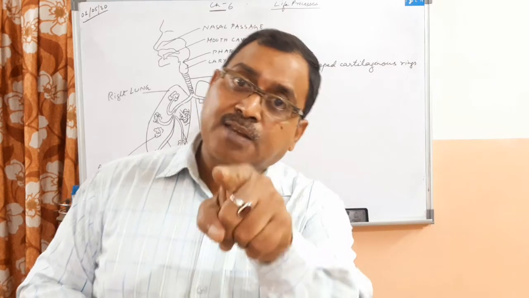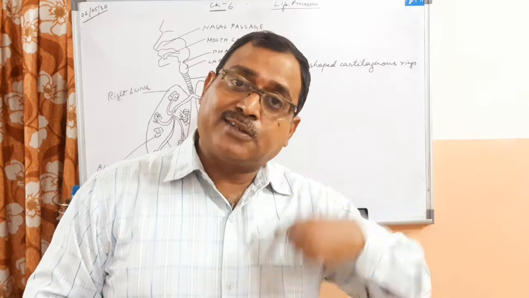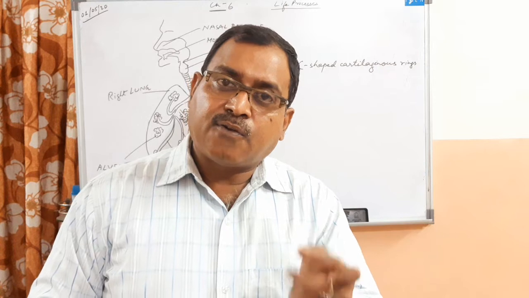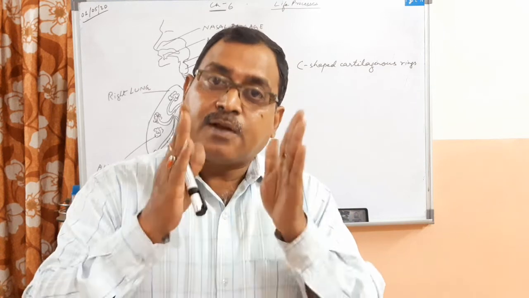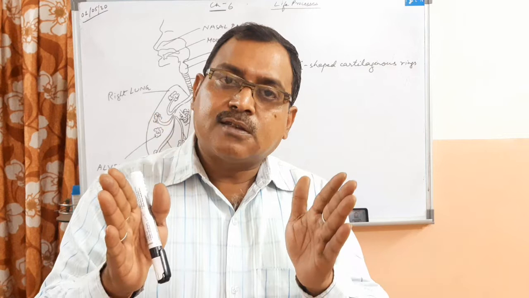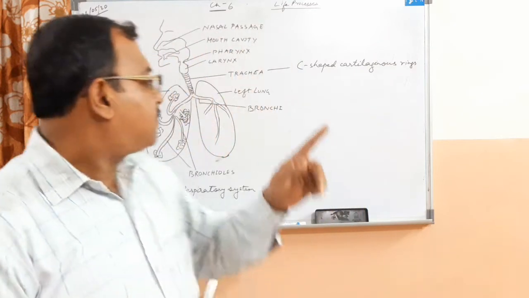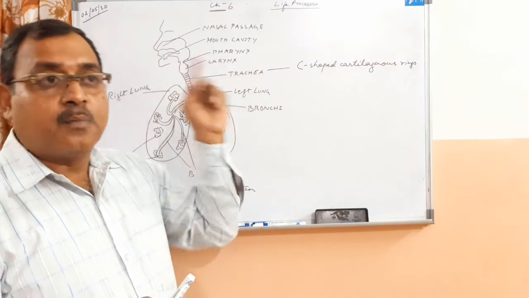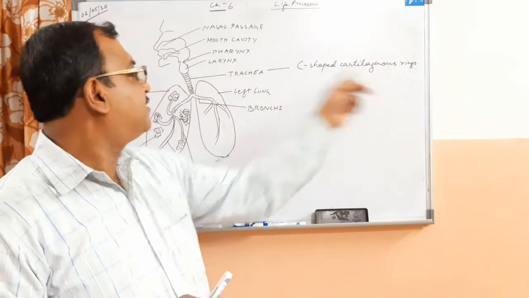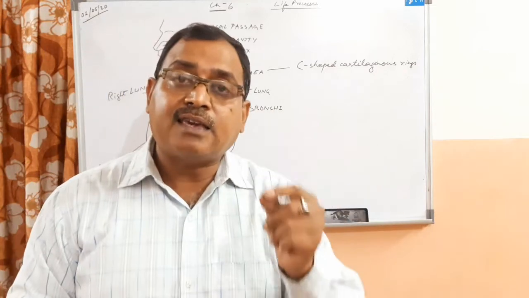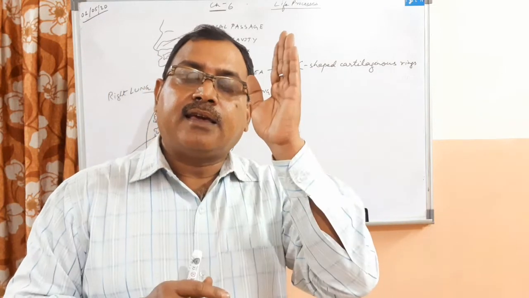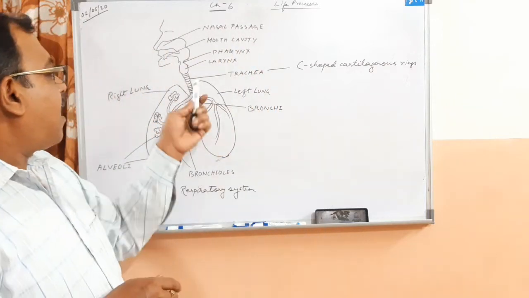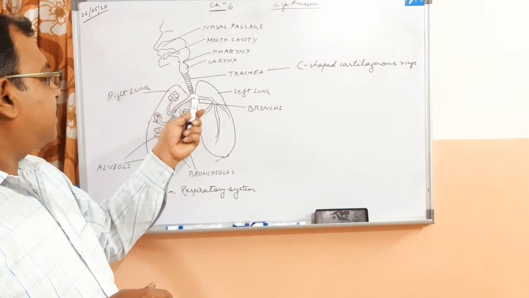Clear? The same thing will happen to the trachea in the absence of air. So to prevent the walls from collapsing, these C-shaped cartilaginous rings are there. The main function of the C-shaped cartilaginous rings in the trachea is to prevent the trachea from collapsing in the absence of air. Clear, children?